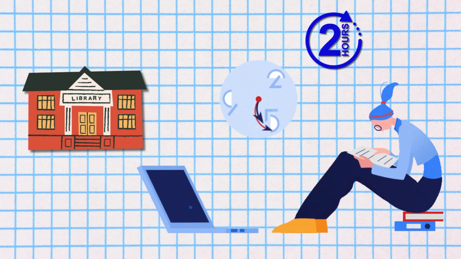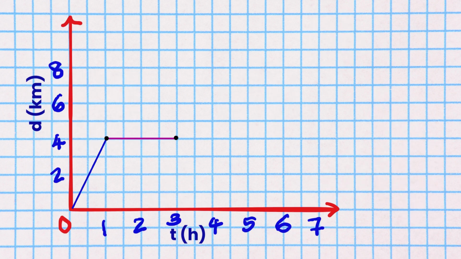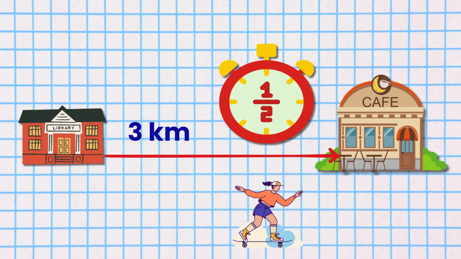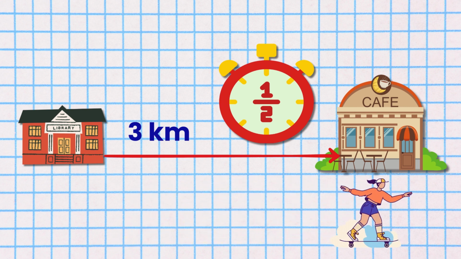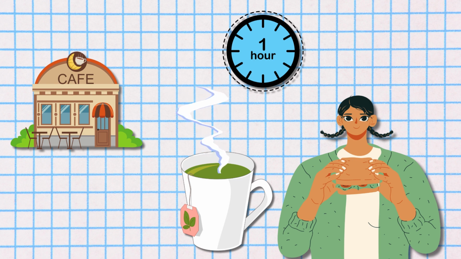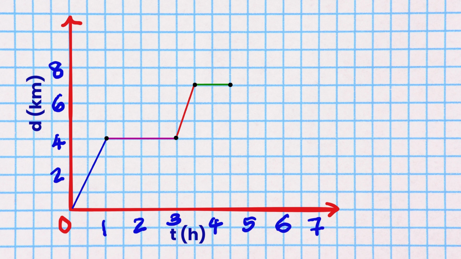At the library, Mole spends 2 hours studying. Here is the position time graph for this segment of the journey in magenta. Then Mole travels further for half hour to a cafe 3 kilometers away to get lunch. Here is the position time graph for this segment of the journey in red. She spends 1 hour at the cafe enjoying her sandwich and tea. Here is the position time graph for this segment of the journey in green.